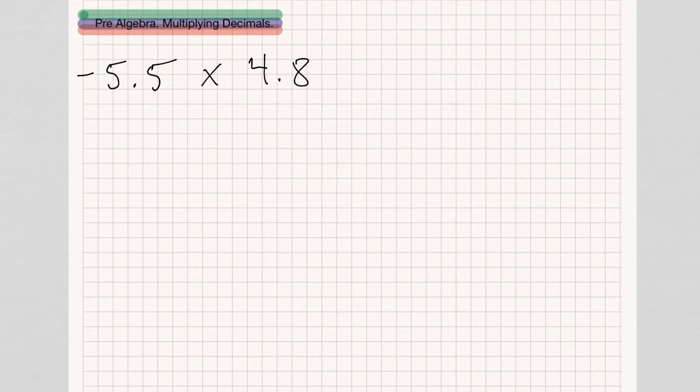Okay, so starting this problem, you see that we have a negative number times a positive number. A negative number times a positive number is going to give us a negative answer. If I have a negative times a negative, that's going to give us a positive. And also if I have a positive times a positive, that's going to give us a positive. So for this first one, we have negative 5.5 times 4.8. That's a negative times a positive. We're going to get a negative for our answer.